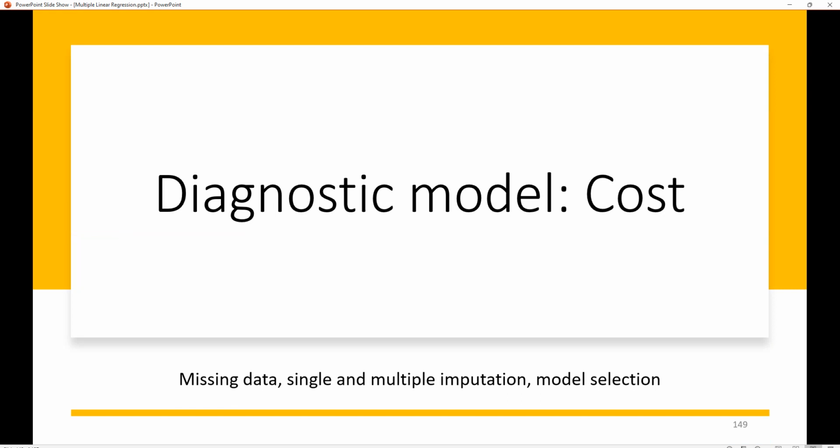So we'll begin with our diagnostic model, and this is a model on cost. The topics that we're going to cover are missing data, single and multiple imputation, and model selection.